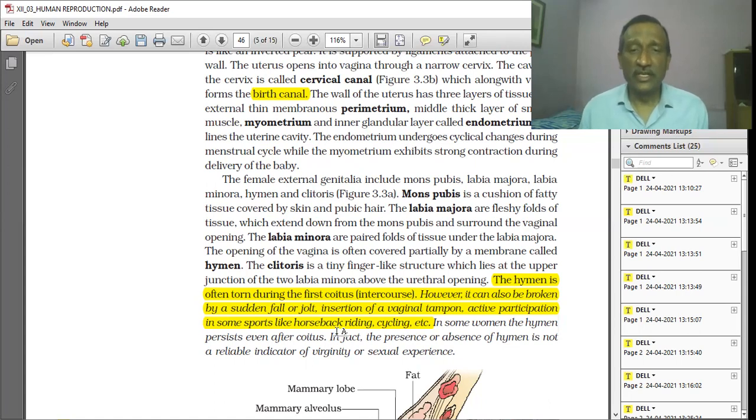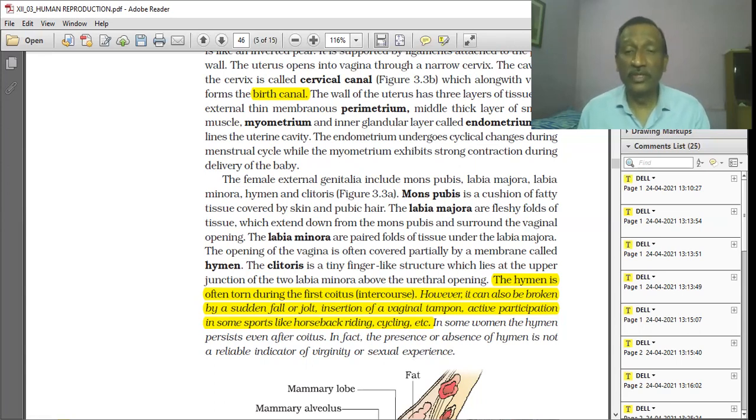In such a case, the first coitus will not lead to any rupture, and it generally gives false information to the boy, or rather the groom, that the girl is not a virgin, and it creates unnecessary problems. Just for the information, you should know that there are several reasons by which this can rupture. It is not a valid or true sign of virginity.